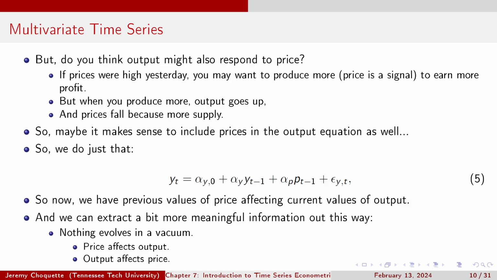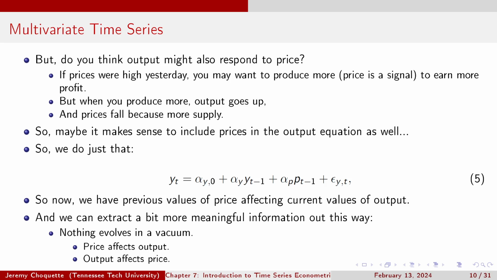But maybe output would also respond to changes in price, because the price is just a signal, right? If you think about it as a producer, the price is a signal whether you want to produce more or less, right? So if the price level goes up, just say the price for a particular good or service that you provide goes up, you're like, hey, cool, I can make more. I can earn a little bit more profit. I can increase my profit if I produce more of this stuff. But then you produce more of the stuff, the output goes up, and then prices fall because you have more supply. So there's a relationship between output and price. And there's a relationship between price and output.